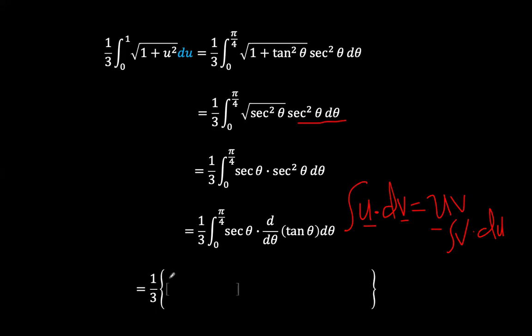we pull this constant out here, sec theta tan theta, and we've applied the limits shown here, minus the integral from theta equals 0 to theta equals pi over 4 of v, which we found to be tan theta, and then the derivative du of sec theta, which is sec theta d theta. So we have sec theta tan square theta.